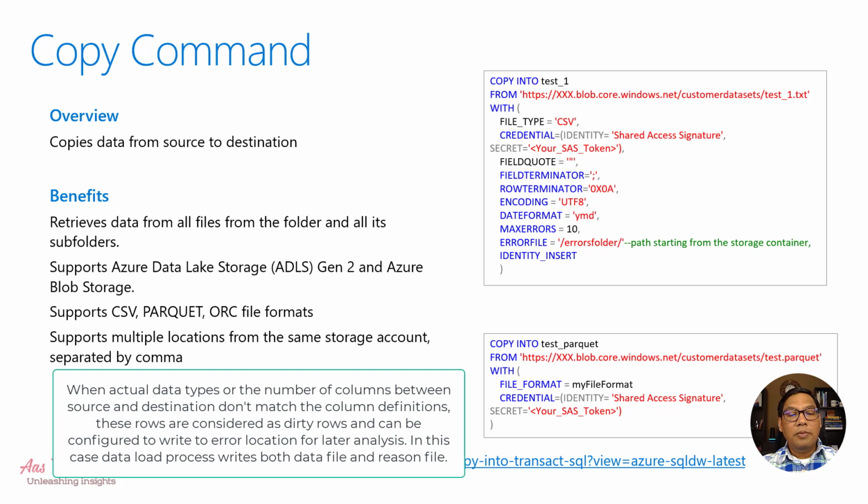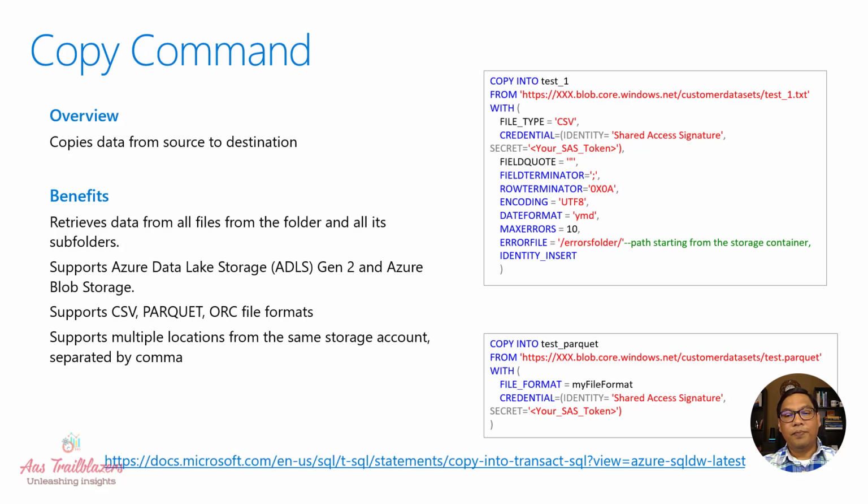With Polybase, we can send all the dirty data to a different folder, but that folder needs to be on the same storage account. With COPY command, you can have this dirty data going into a completely different storage account if there is any need. It also allows you to specify a default value for each of the target columns that you have in the table, as well as it allows you to do a source to target column mapping, right?